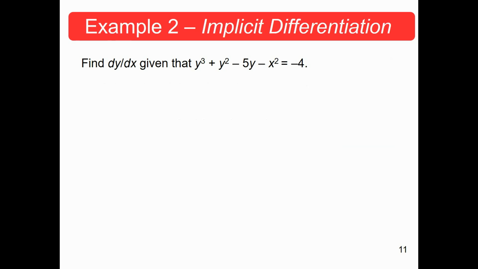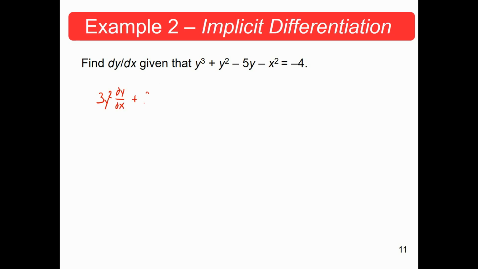example 2 here. We want to find dy/dx given that y cubed plus y squared minus 5y minus x squared equals negative 4. No way to solve this for y. We just don't have that in our playbook. So what we're going to do is implicitly differentiate. So the derivative of y cubed is 3y squared dy/dx. Remember, we have to tack that dy/dx on.